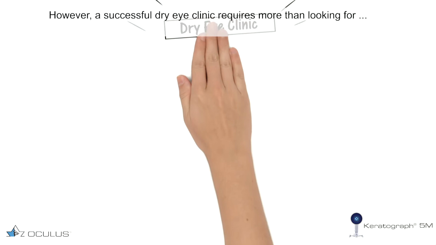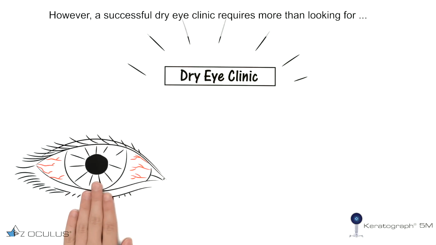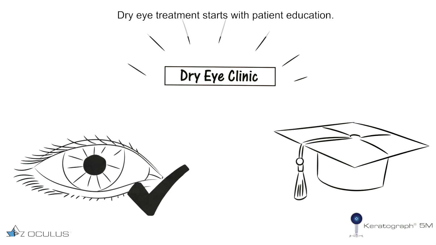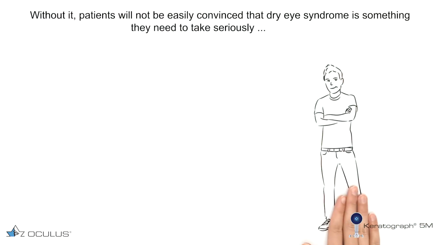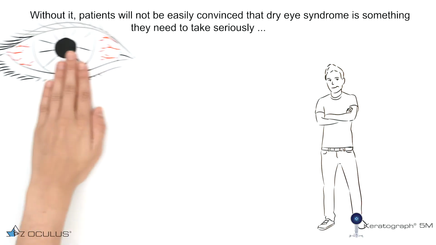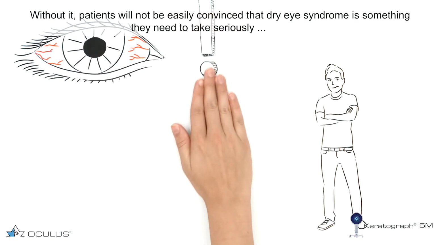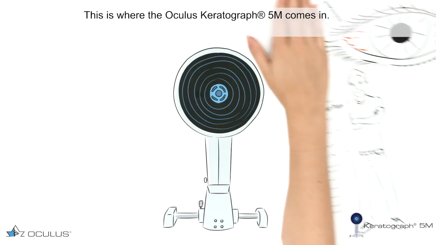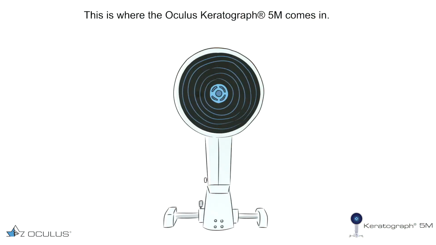However, a successful dry eye clinic requires more than looking for and diagnosing the syndrome. Dry eye treatment starts with patient education. Without it, patients will not be easily convinced that dry eye syndrome is something that they need to take seriously and that requires a treatment plan with regular visits to a specialist. This is where the Oculus Keratograph 5M comes in.